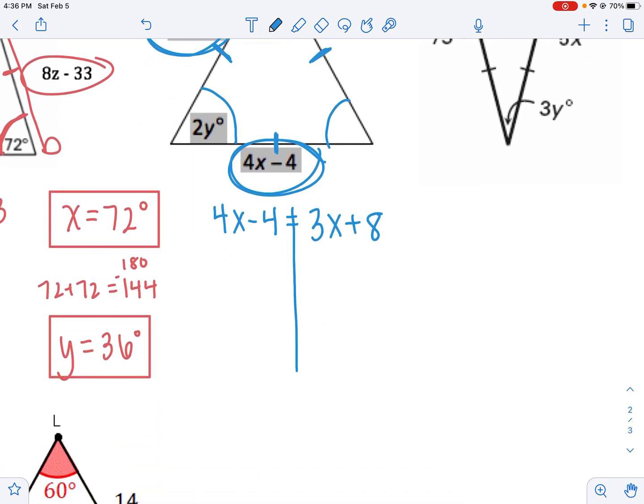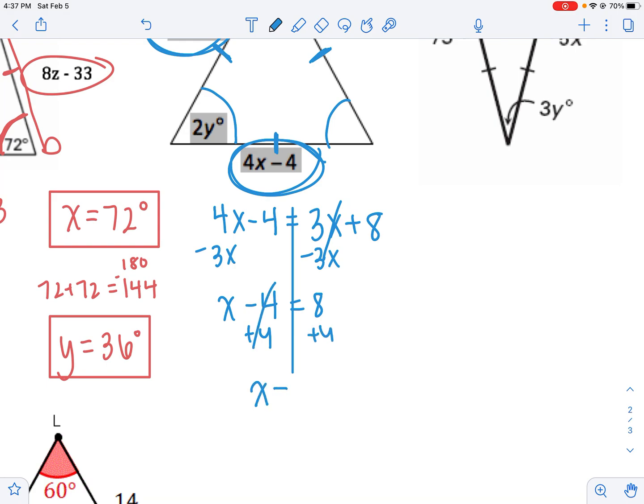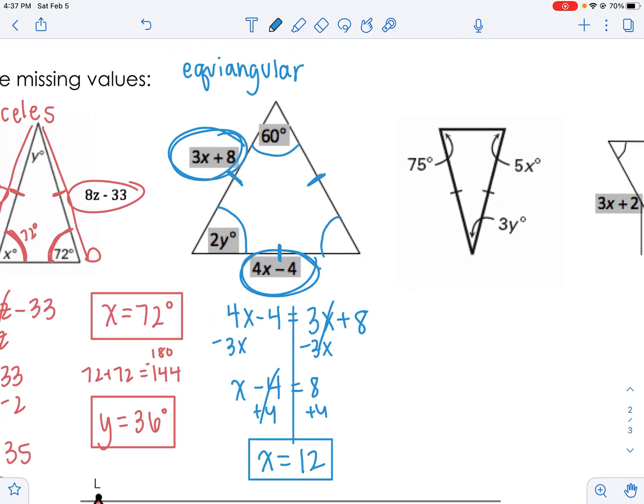And it doesn't matter which part goes first, and when I go ahead to put the letter on the left, subtract 3x. So x minus 4 equals 8, add 4 to both sides, so x would equal 12. Okay, I found x, now all that I need to do is get y. Now remember that an inside part goes with an inside part.